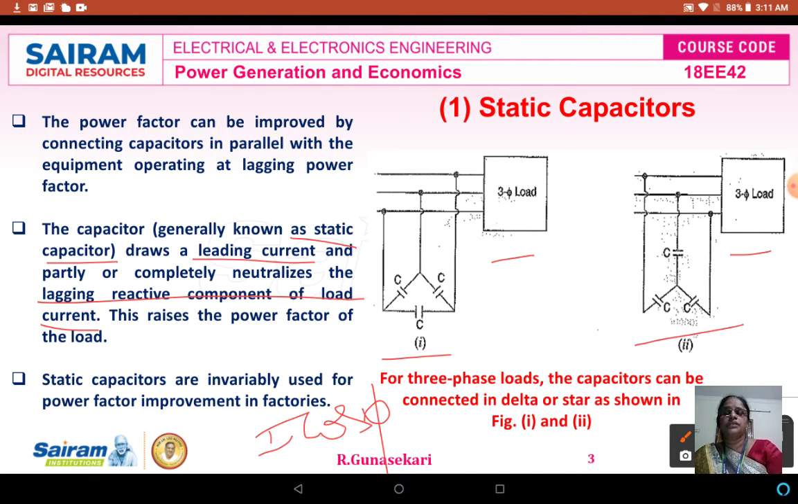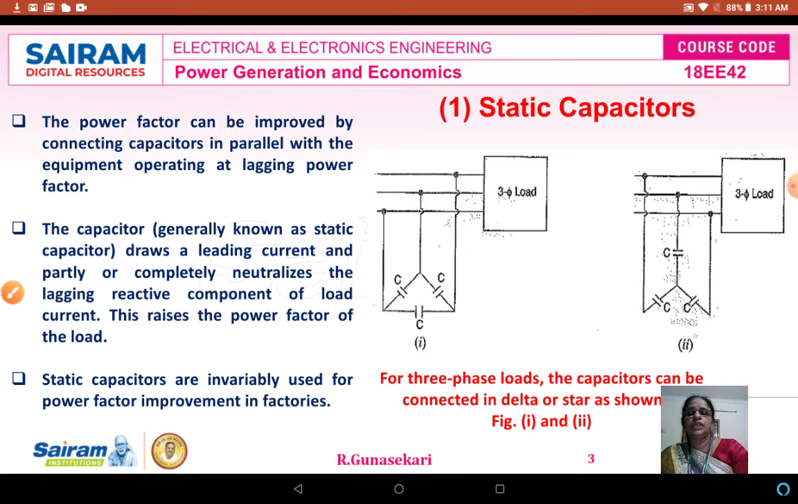Static capacitors are invariably used for power factor improvement in factories. Now you see the circuit diagram. This is the three-phase line RYB. The load is also connected. The static capacitor is connected in between the power supply and the load. Whenever the power factor is reduced, the static capacitor is used to boost the power factor. Similarly for the star connection.